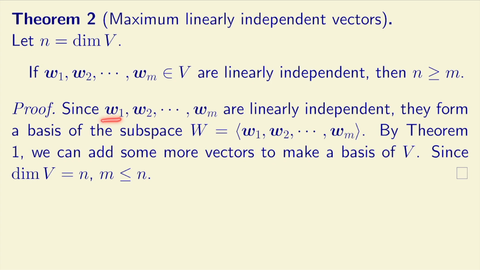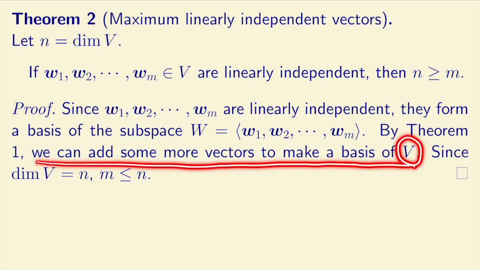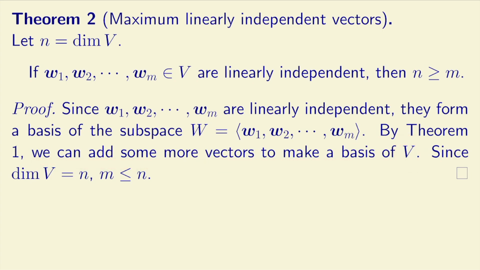Since w1, w2 up to wm are linearly independent, they form a basis of some subspace W, let's say. And by the basis extension principle, we can add some more vectors to make a basis of V. And the dimension of V is n, and we added some vectors to these vectors, so m is less than or equal to n. And we are done.